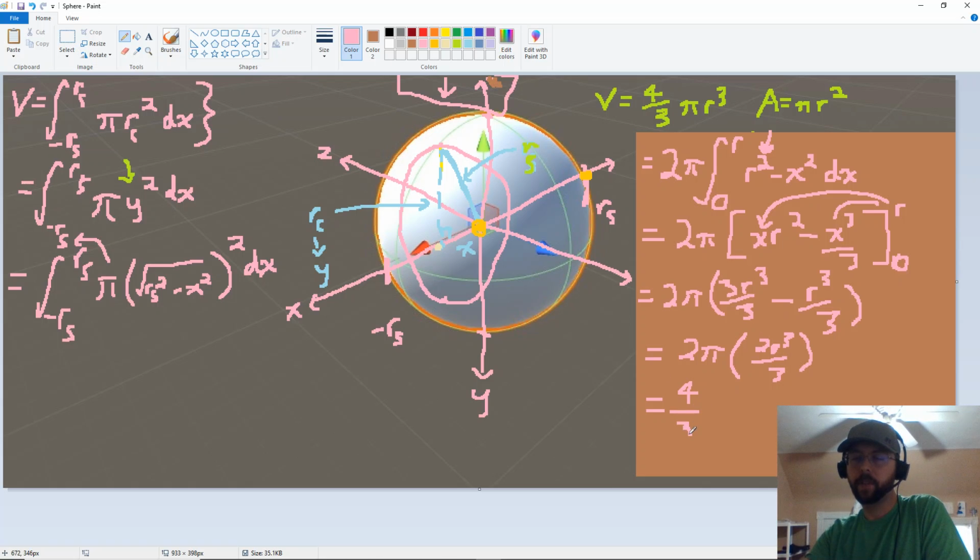So 4 over 3 times pi, because writing it to the side is the same as writing it on top, because if we multiply this out, the pi will go on top. And then we're left with this r cubed. So that is how you could come up with the formula for finding the volume of a sphere. 4/3 pi r cubed.